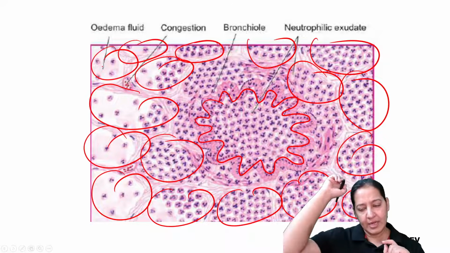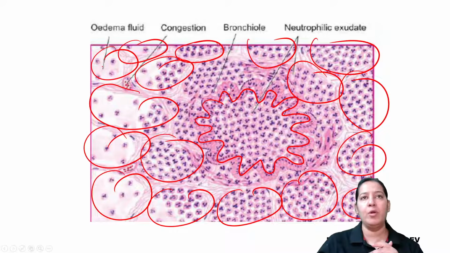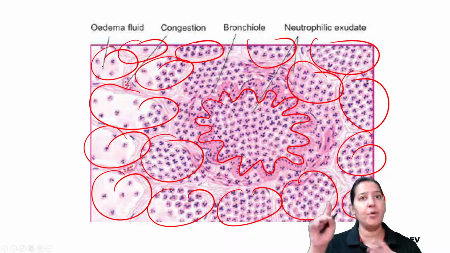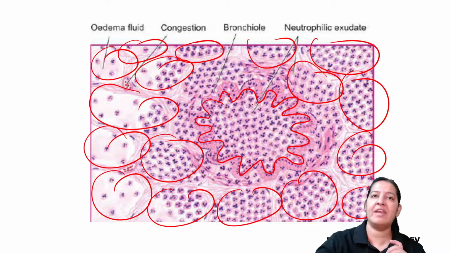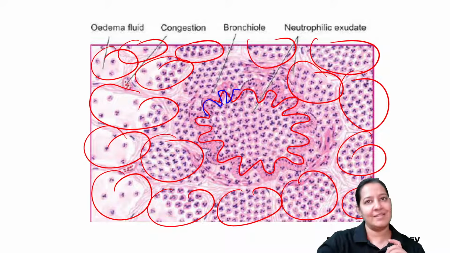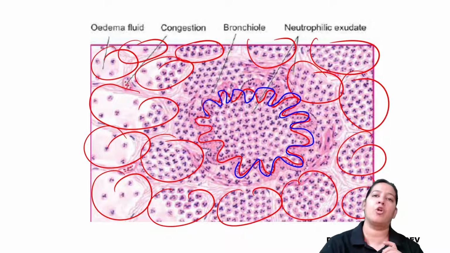So in lobar pneumonia, the first pneumonia, sorry, I said lobular. In lobar pneumonia, we were finding only alveolar sacs. There was no terminal bronchiole, but here we can find a terminal bronchiole also. So that is the difference. Based on the image, you can decide whether it is a diagram of lobar pneumonia or lobular pneumonia.